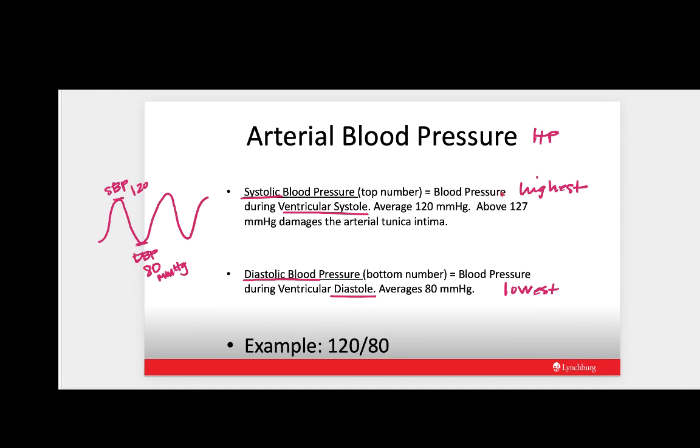Studies have shown that a systolic pressure above 127 damages the tunica intima and can cause issues with that. So if you think about that, if you work in a clinical setting at all, many of our patients come in with blood pressures much higher than 127, and if you keep it elevated above that for an extended period of time, it can certainly be problematic.